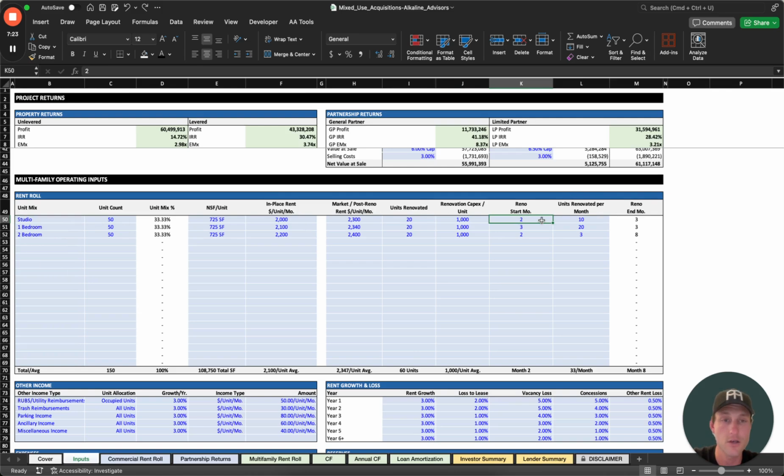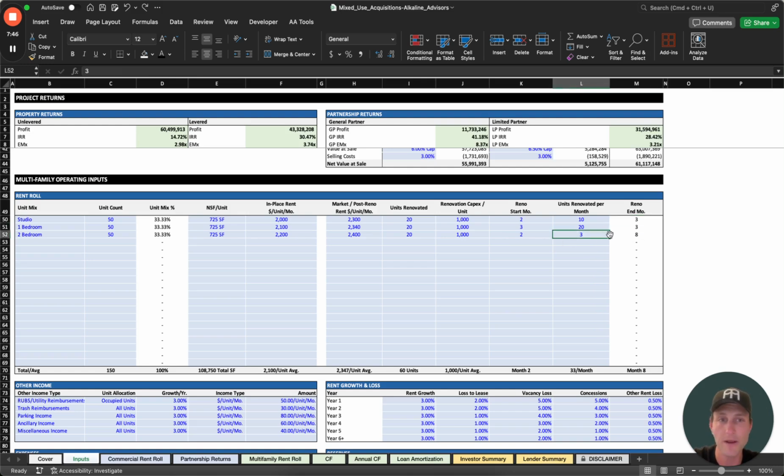From there, we will allocate the renovated units from month, in this case, let's say that for studios, in month 2 is when we're going to start the renovation. We're going to renovate 10 units per month. So if we renovate 10 units in month 2, we'll renovate 10 units in month 3 to get us to the total of 20 units renovated, which means that our renovation end month is month 3. And because of that, you can see that's when we're done renovating for the studios.